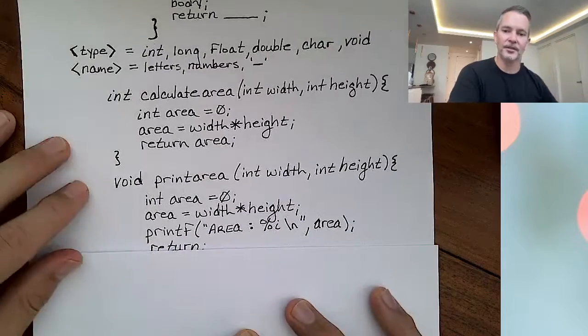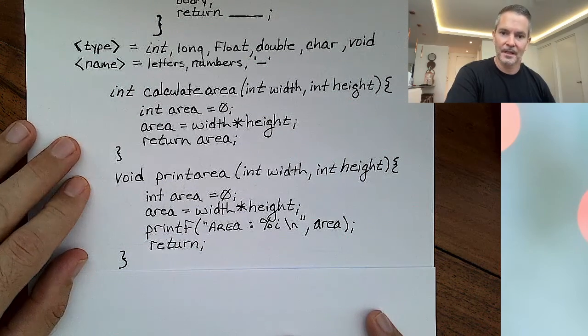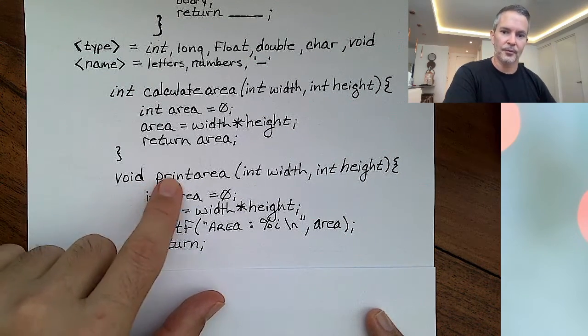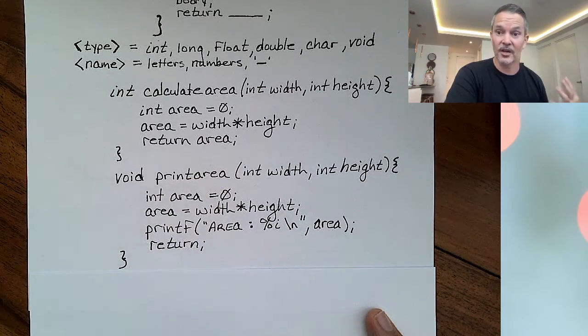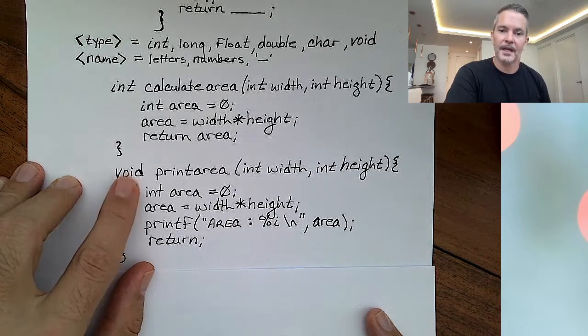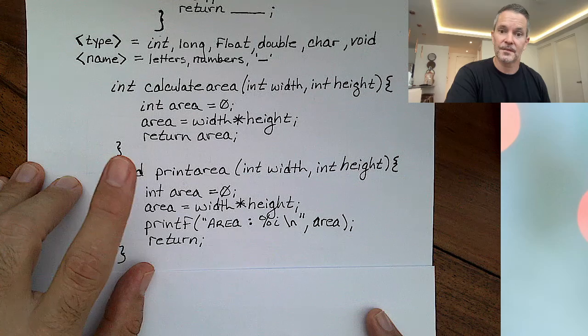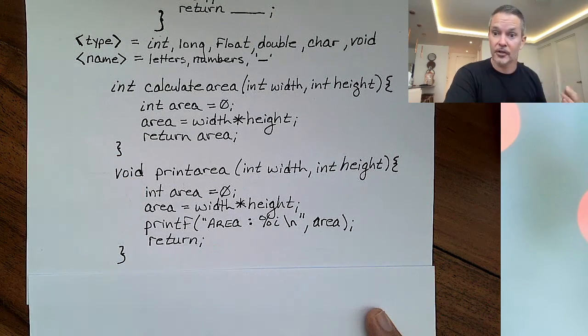Let's look at another function that doesn't return anything. So I called this one print area. It's not going to return the area. It's just going to print the area onto the screen. And because I'm not returning anything, I can use this special keyword void, which means don't expect any value to come back out of this function.